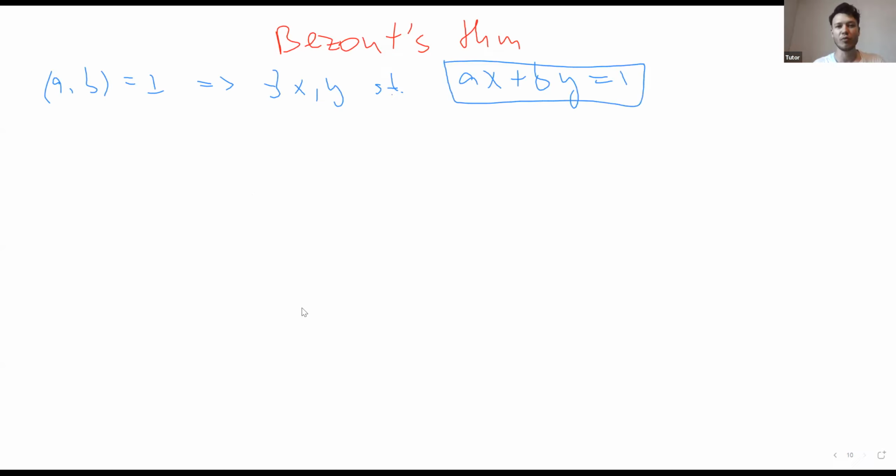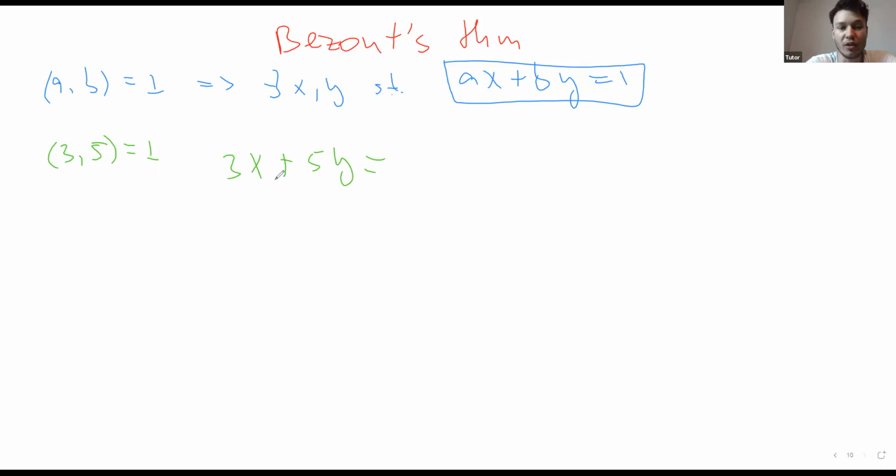So the question is, how can we get such x and y? Basically, you can think about it this way. Let's say that I give you two numbers, for example, 3 and 5. You see that 3 and 5 are relatively prime. So then the question is, if you look at different combinations of 3 and 5, let's say I take 3x plus 5y, and x and y are allowed to be positive and negative, then what are all the numbers that I can get in here?